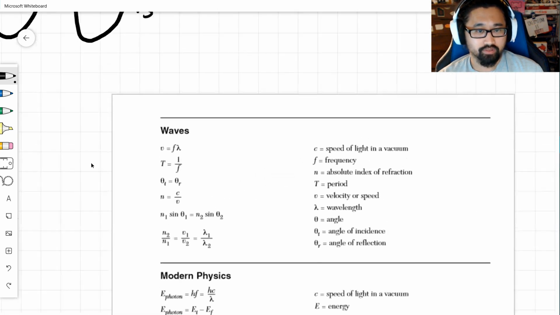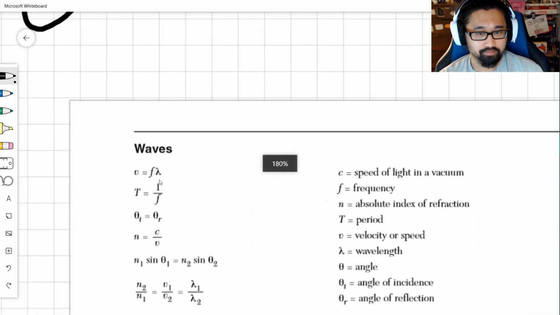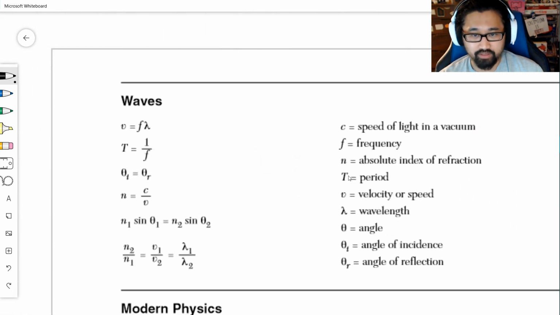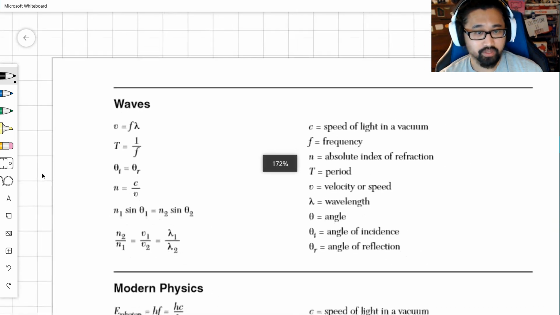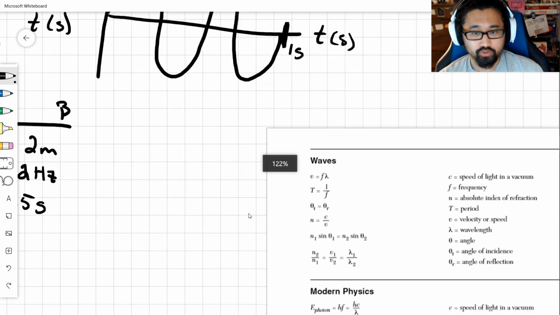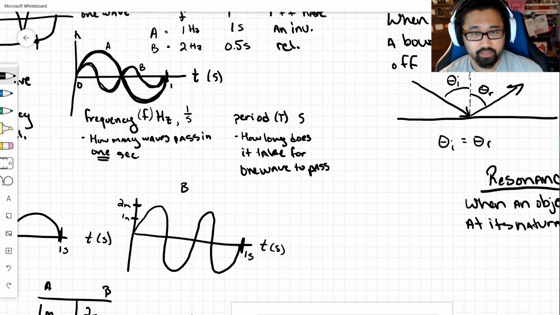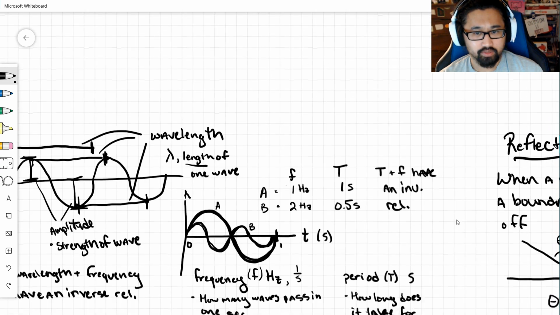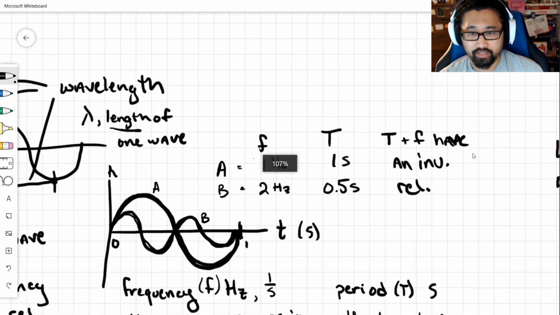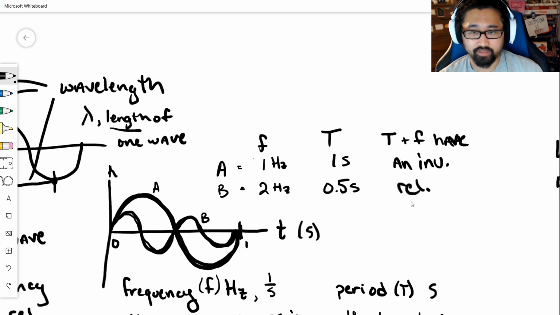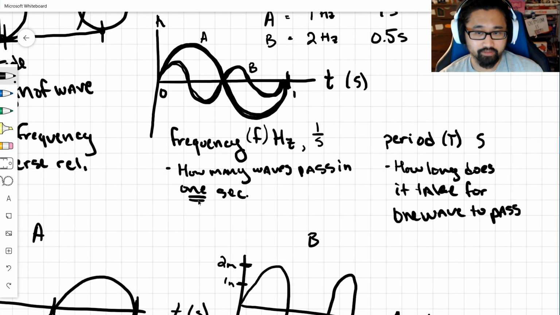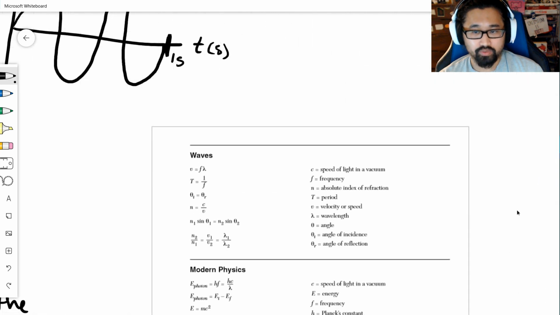You should notice a couple of symbols that you recognize. F for frequency, T for period, lambda for wavelength. There is a V for velocity, right? So you should remember that I said up here that T and F, frequency and period, have an inverse relationship. I also said that wavelength and frequency have an inverse relationship. They are two different equations.